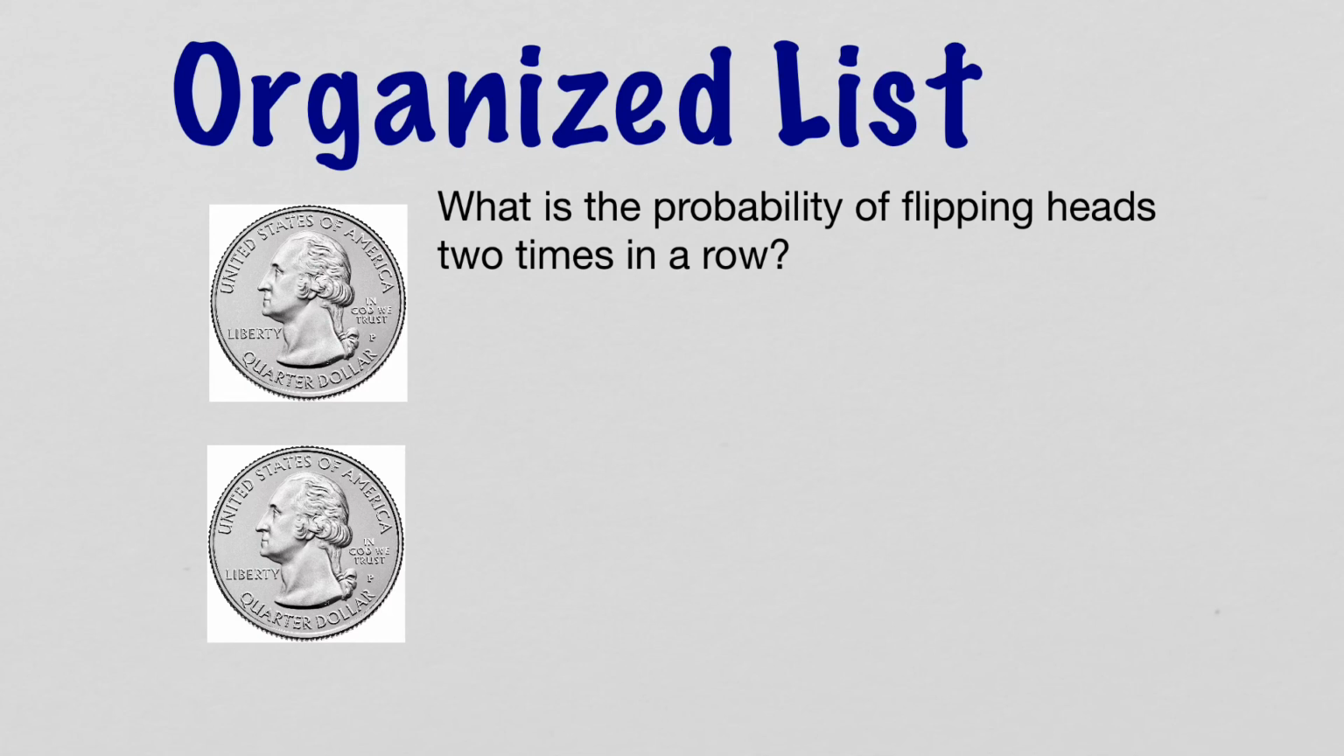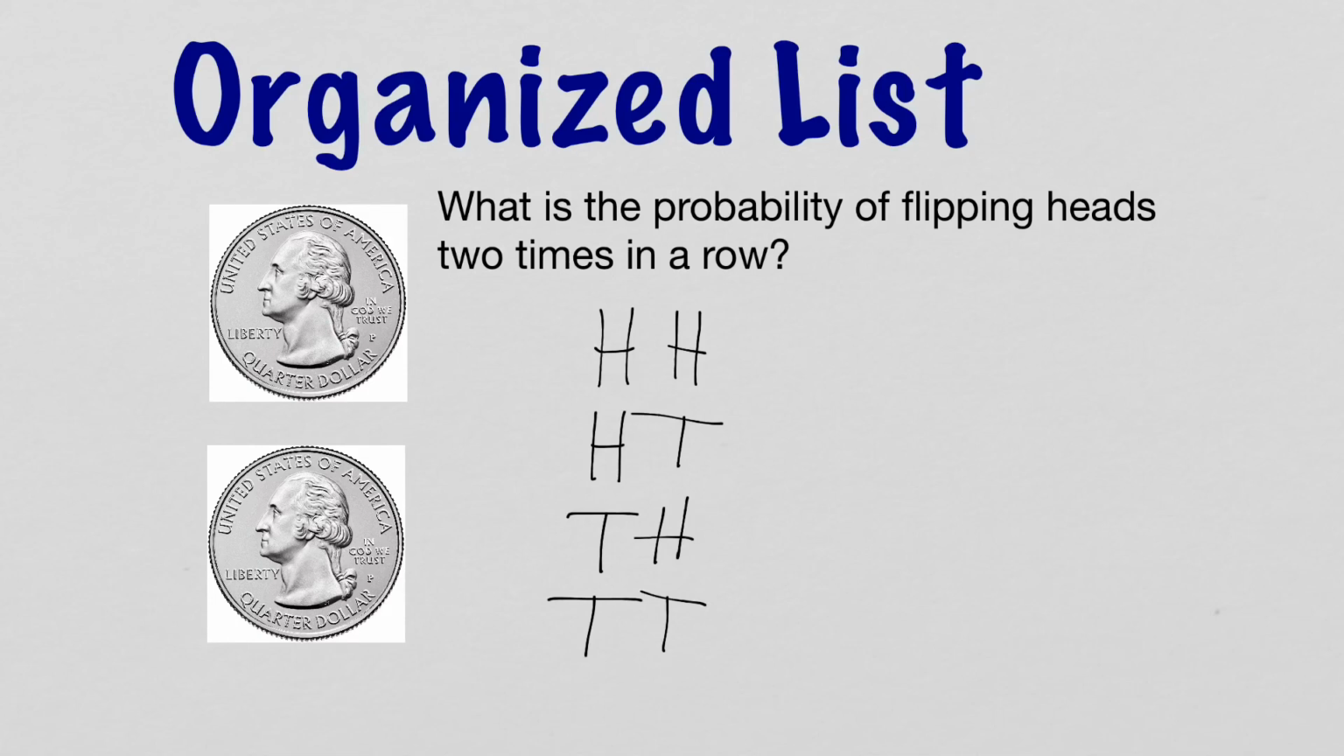If I'm going to flip a coin 2 times, there are only 4 possibilities. I know that because when I flip this coin, there are 2 things, heads or tails. And when I flip the second one, heads or tails. So 2 times 2 is 4. Those 4 possibilities are head with another head, head with a tail, a tail first and then a head, or a tail and then another tail. Those are the only 4 combinations when I flip a coin twice.